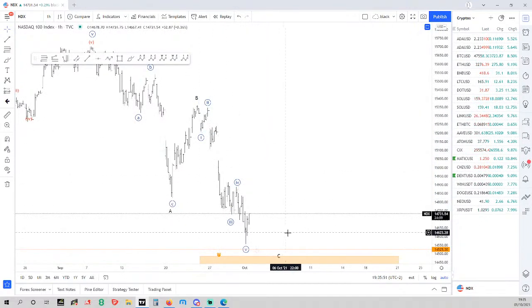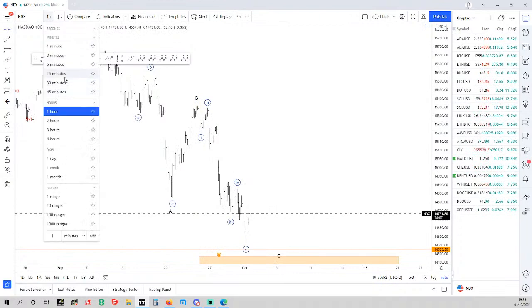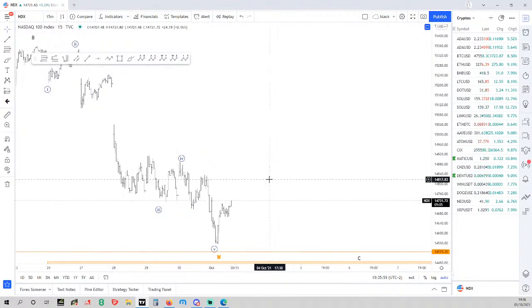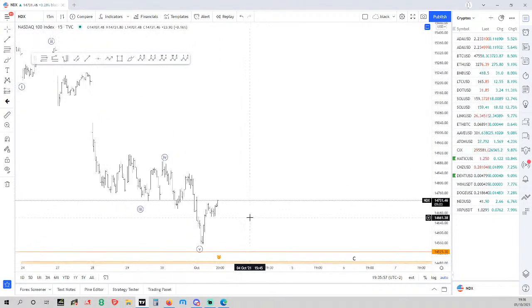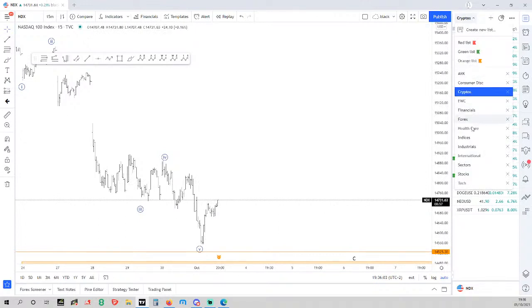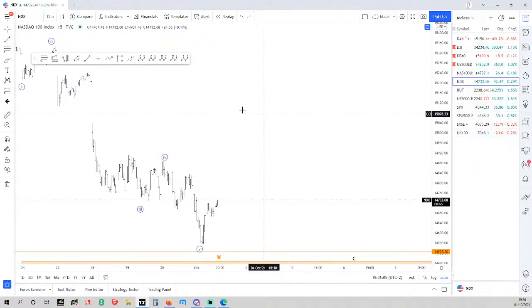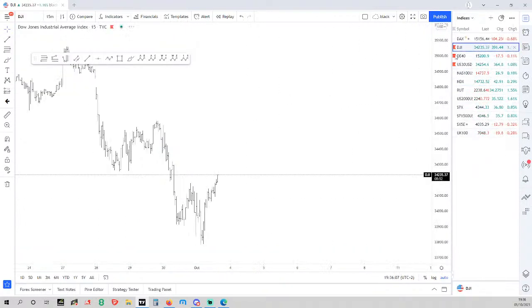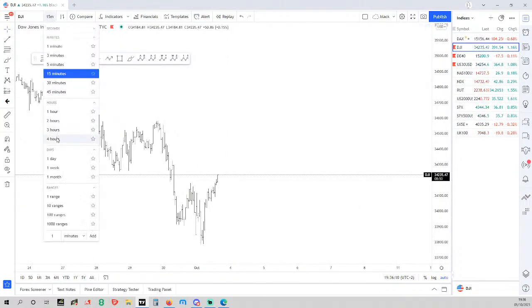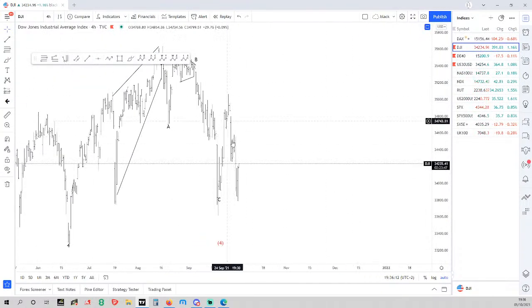534. Interesting. I'm just gonna take a look at Dent in just a second. And 1, 2, 3. Interesting. Let me take a look also at the other indices. It's a lot of green. The Dow. How's the Dow doing? Interesting.